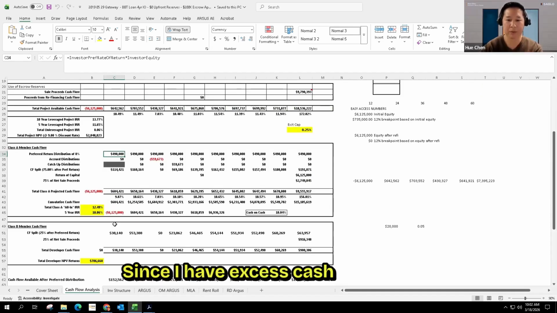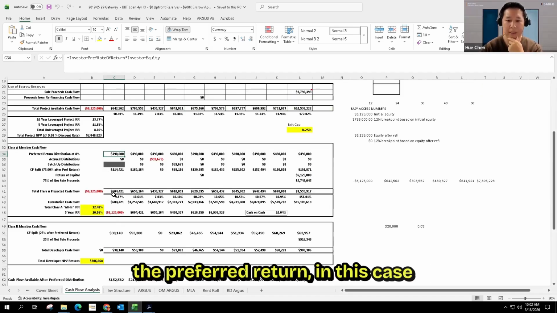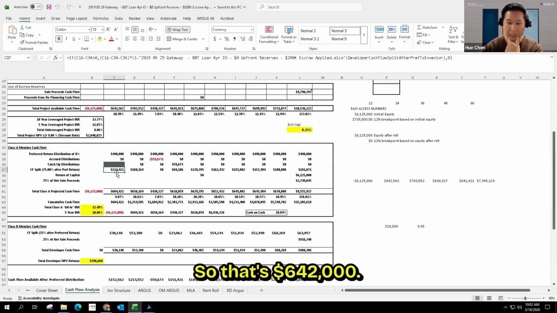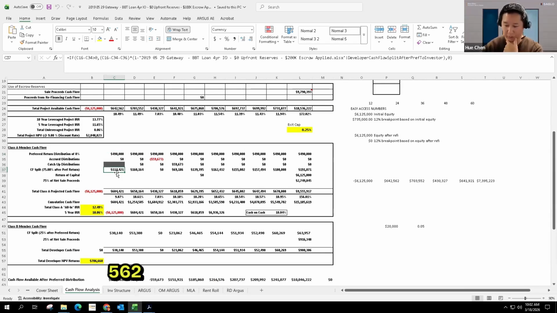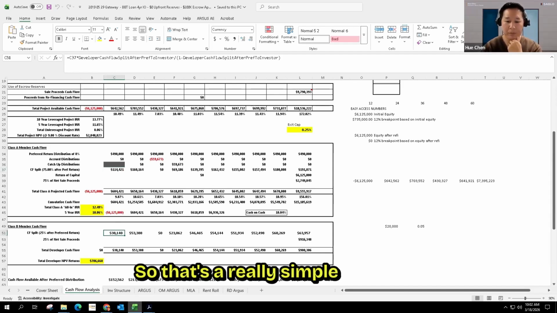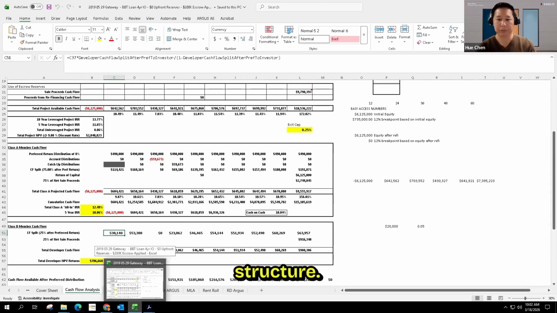Since I have excess cash flow above the preferred return, in this case, I can apply my waterfall of 75% of the excess amount. So that's $642,562 minus the $490,000. You have $152,562 of excess cash flow. And then 75% of that goes to the LP, the Class A members. That's $114,000, and the rest goes to the GP, $38,000. So that's a really simple waterfall structure.